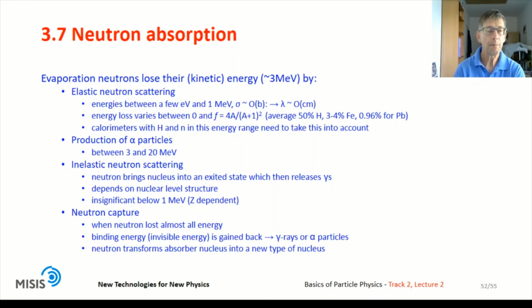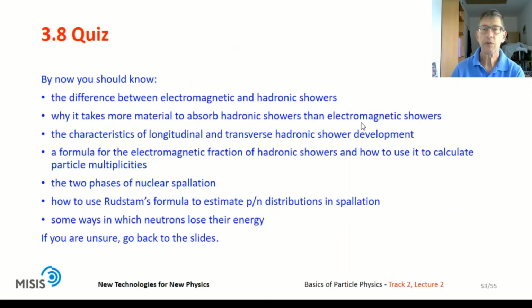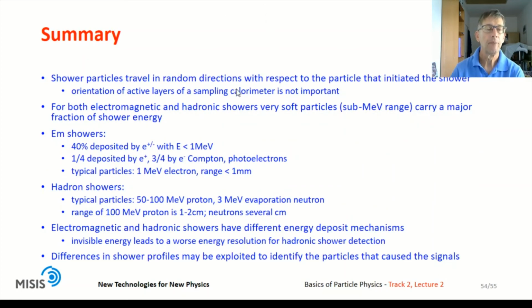Then there will be alpha particle production between 3 and 20 MeV, inelastic neutron scattering, and neutron capture when the neutrons have lost all their energy, and this will then transform the absorbing nucleus into a new type of nucleus. That terminates this part. Here's a quiz. If you don't know the answers, go back to the slides. Then finally, there's a summary here.